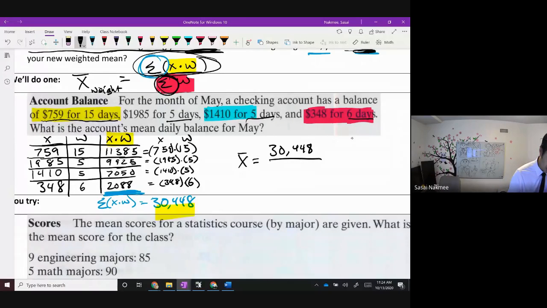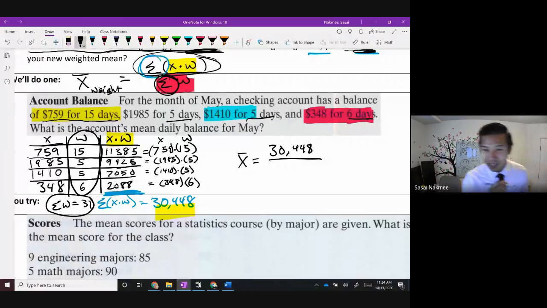So how do I get the sum of my W values? I simply just add all these up right here, right? So 15 plus 5 plus 5 plus 6 comes out to 31. And I hope you understand that's not a coincidence, by the way. That 31 is exactly the number of days in the month of May. So that's what I'm going to divide by.